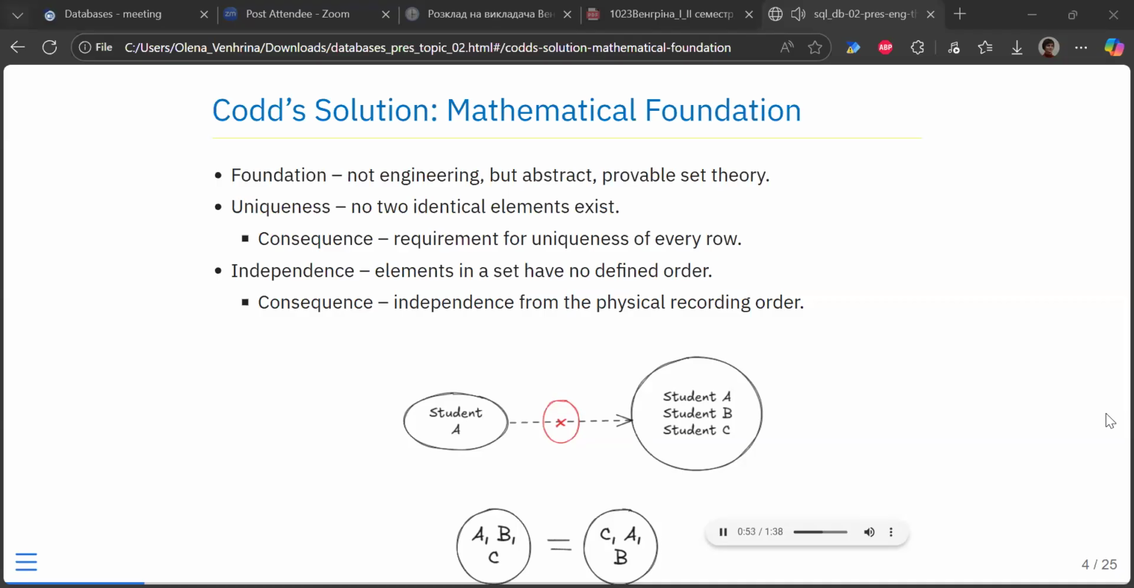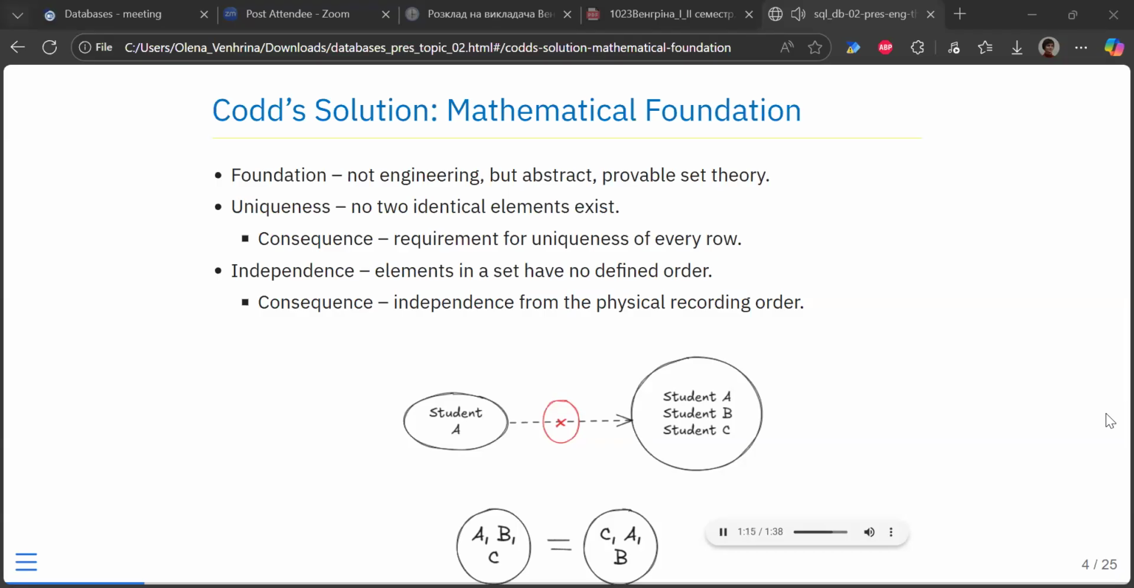Second, and this is the main breakthrough, elements in a set have no order. Set ABC is the same as set CAB. This automatically gave us data independence. It no longer matters to us in what order students were physically recorded on the disk. Logically, the set remains the same. The DBMS itself decides how to efficiently store and retrieve this data.